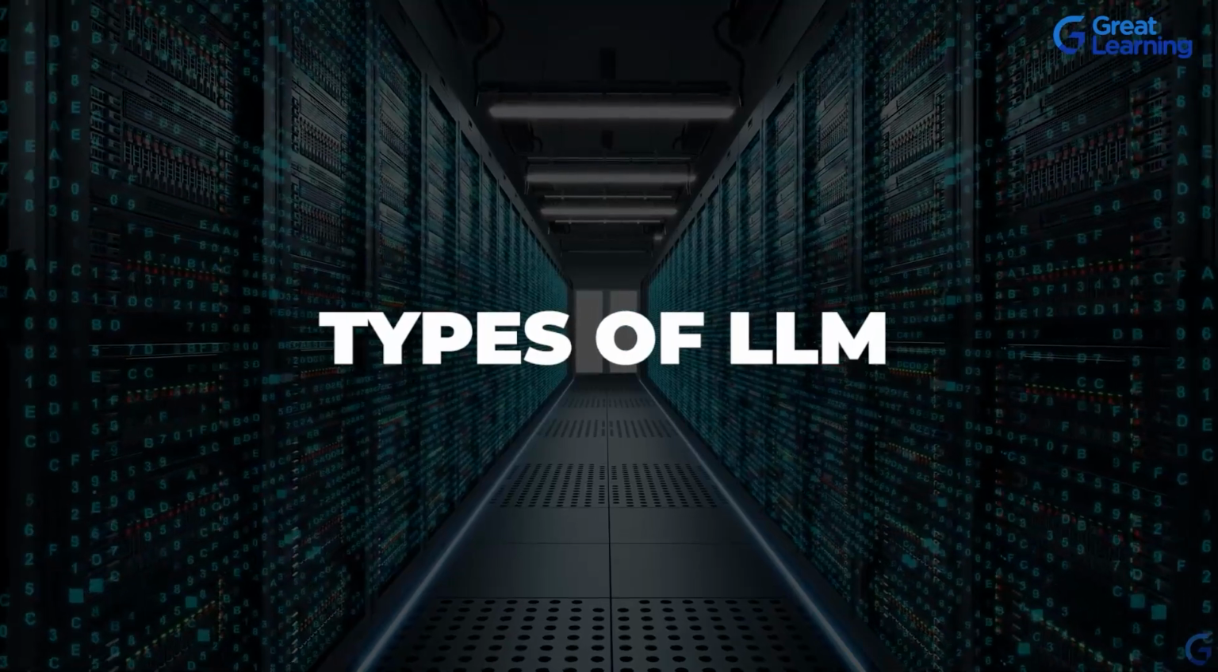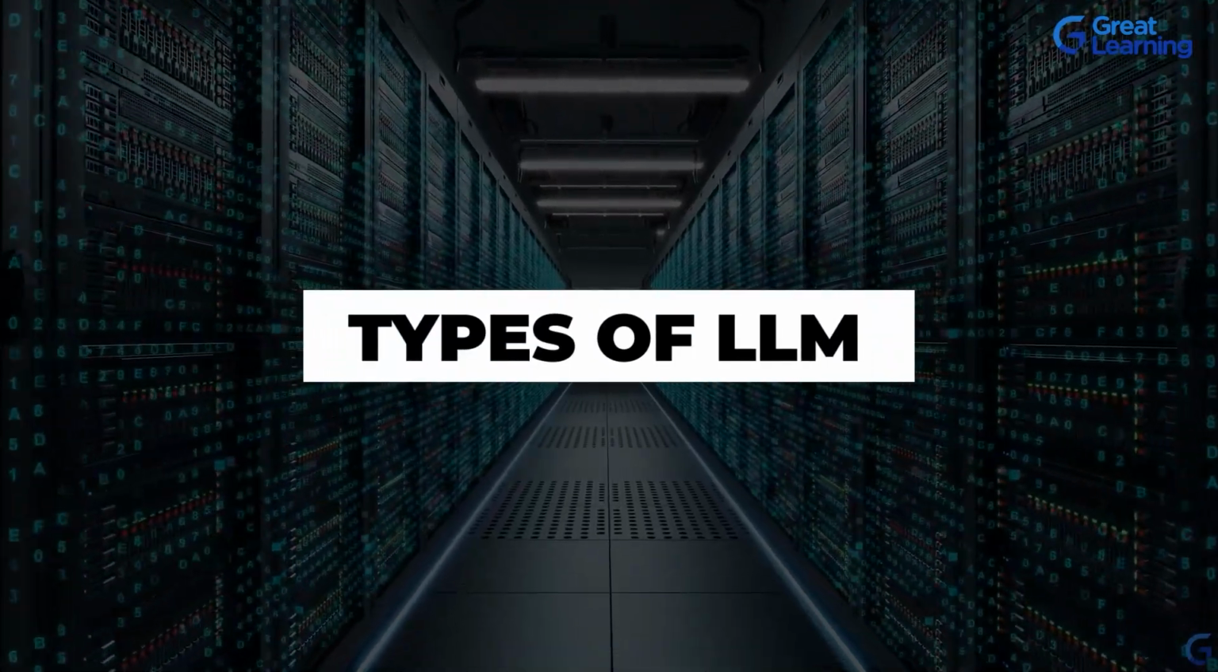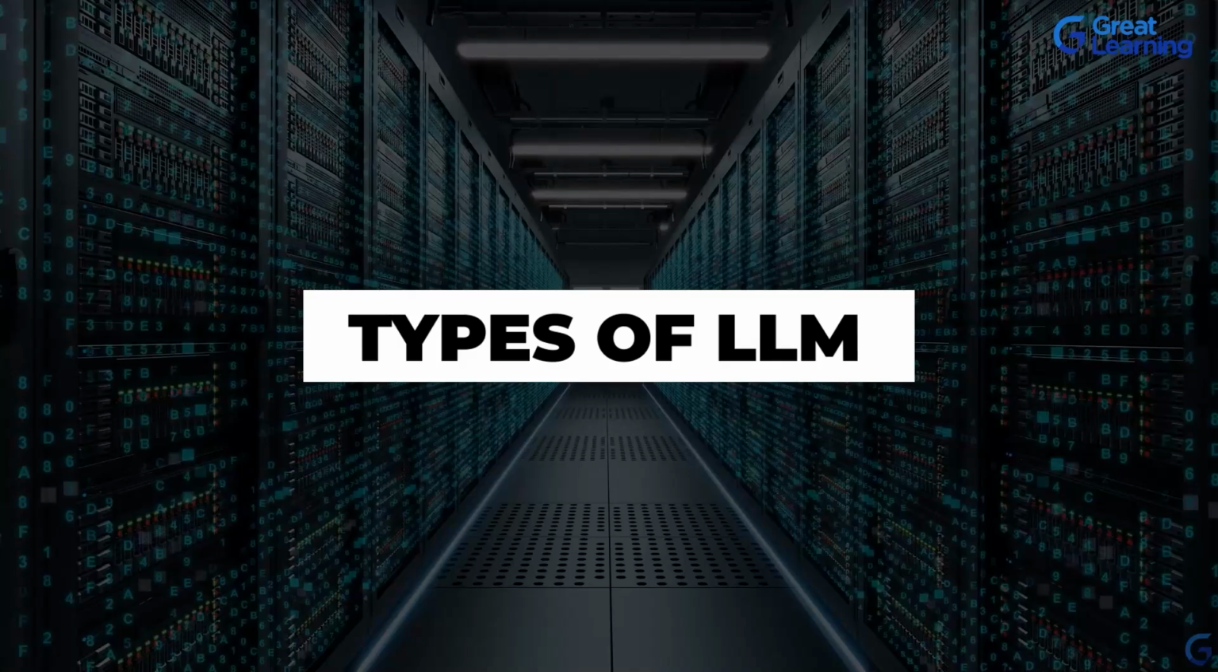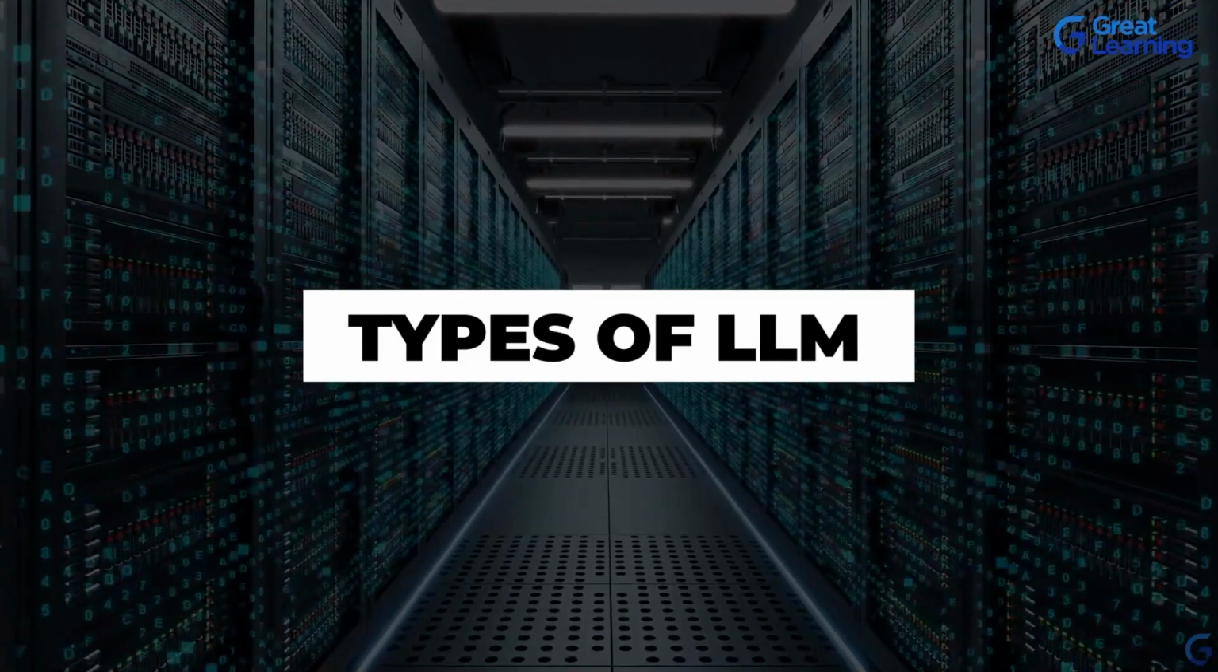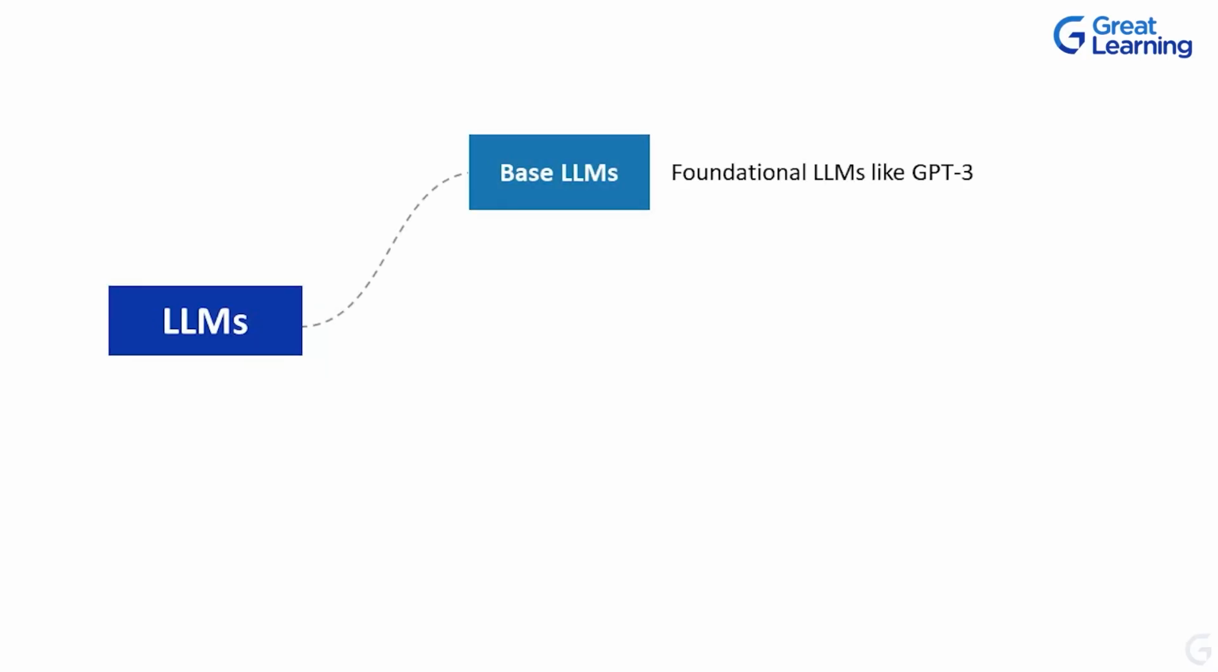There are different types of LLMs, each designed for specific tasks and applications. Now let's explore these types. First are base models. They are trained on a wide range of data and can perform general language understanding and generation tasks. They aren't specialized for any particular type of instructions, but are versatile. For example, GPT-3, which is known for its versatility and ability to generate coherent and contextually relevant text.